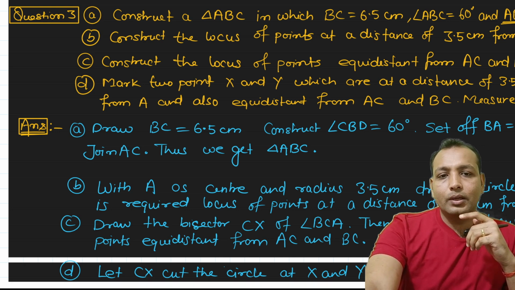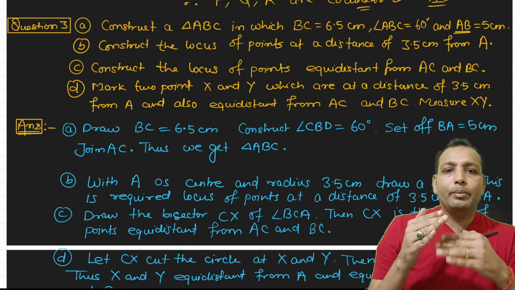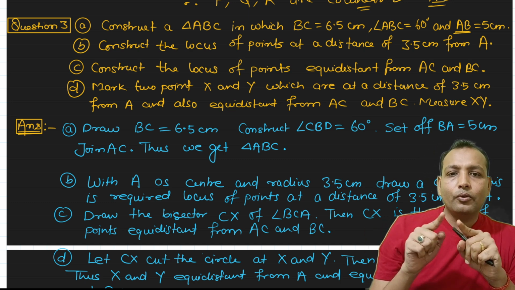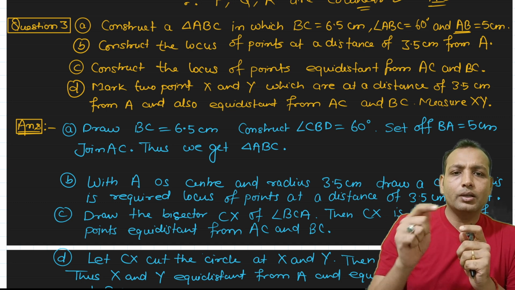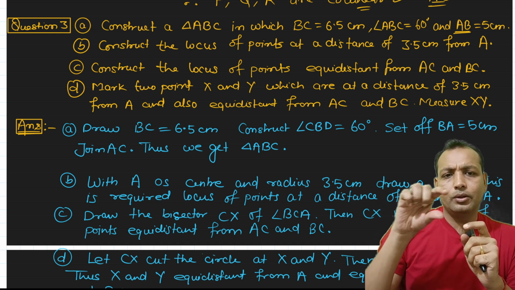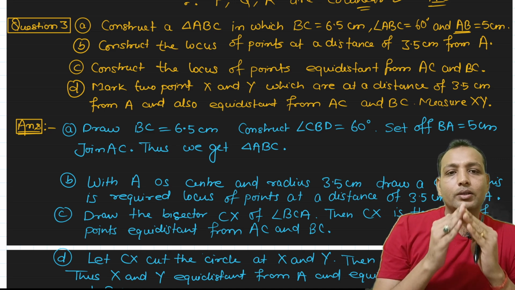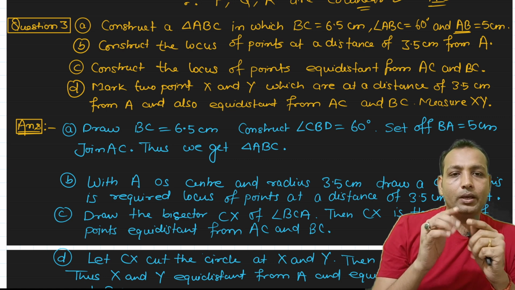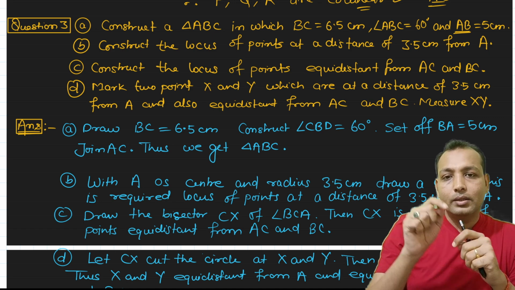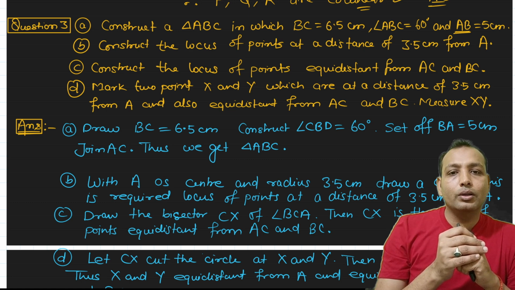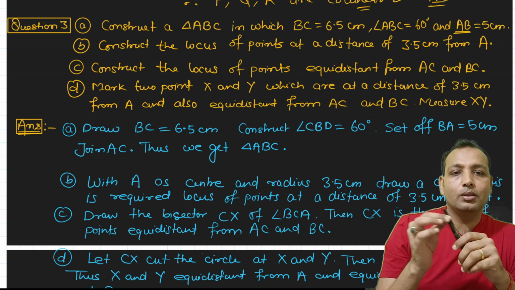So first thing we have to do: AB is given as 5 centimeters. First we need to draw the line BC, that is 6.5 centimeters. Construct an angle CBD using either the compass or the protractor, and draw it as 60 degrees, and set off BA equal to 5 centimeters. Then the second question here: construct the locus of a point at a distance of 3.5 centimeters from A.